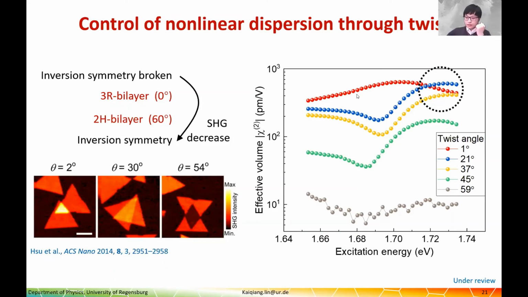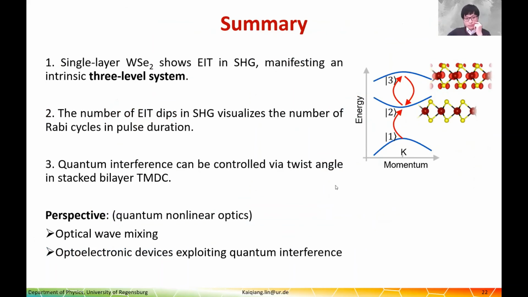So as you can see, even at a certain excitation energy, the Chi2 at 21 degree can be even higher than at 0 degree, which was not obvious before. So with that, I would like to conclude my talk.